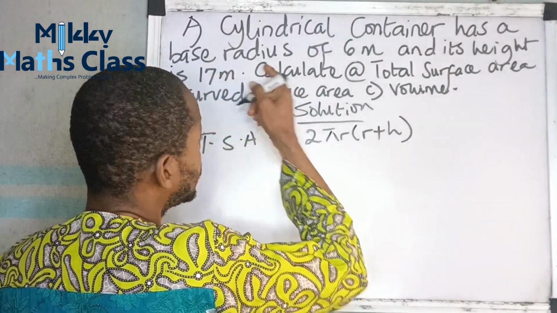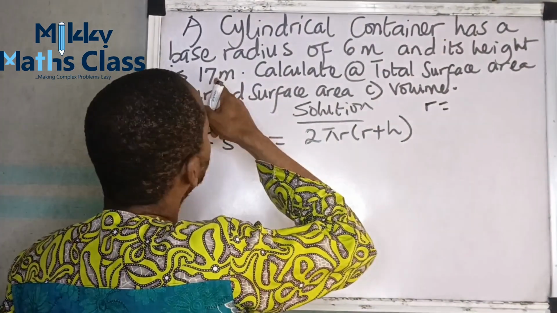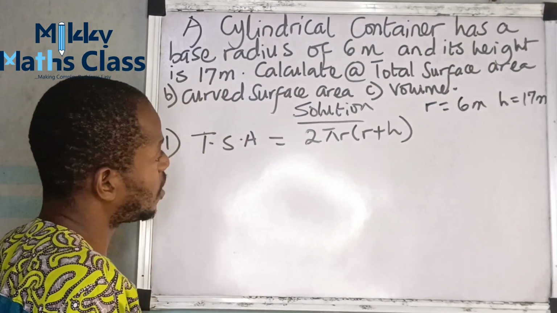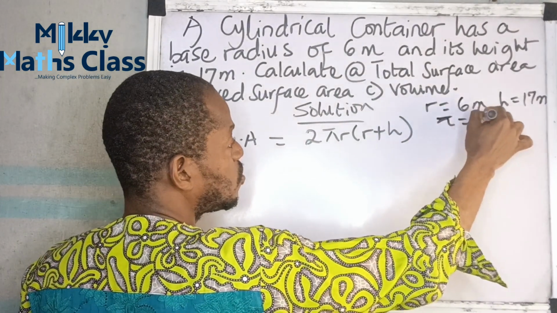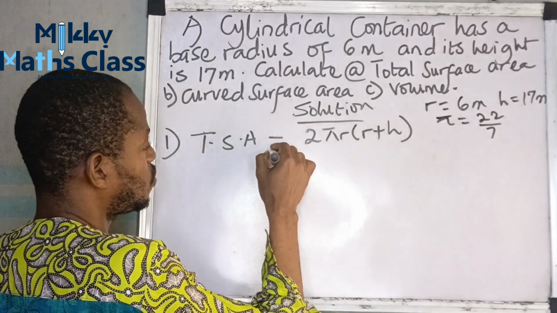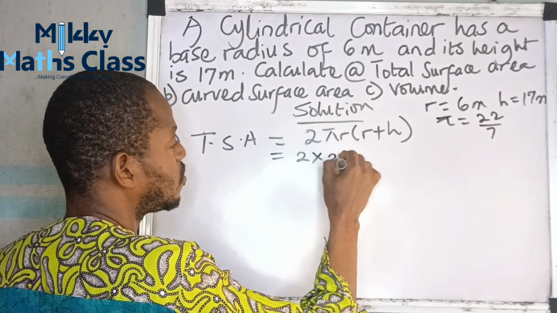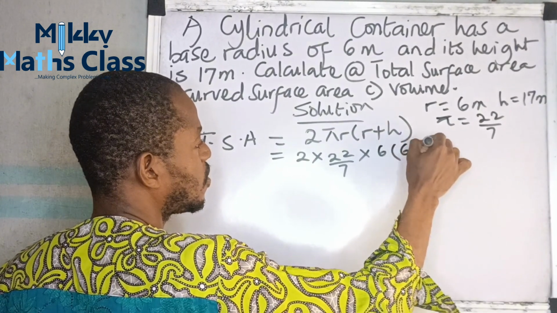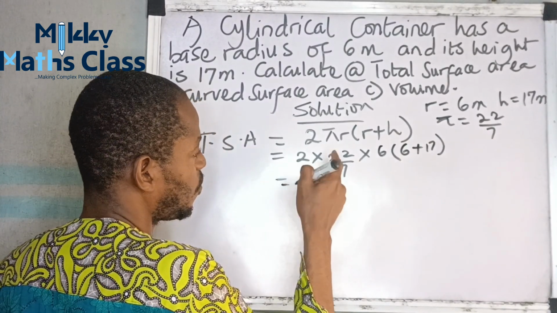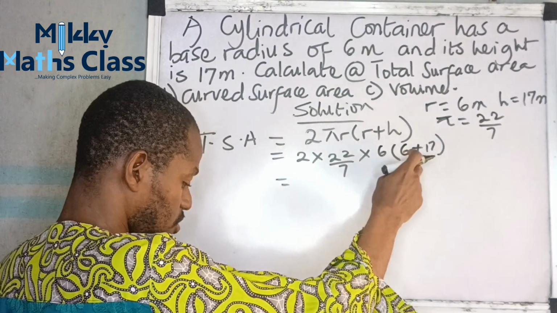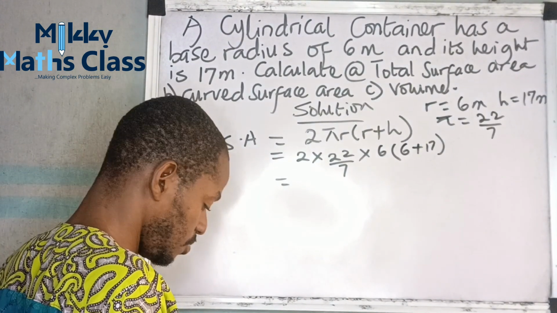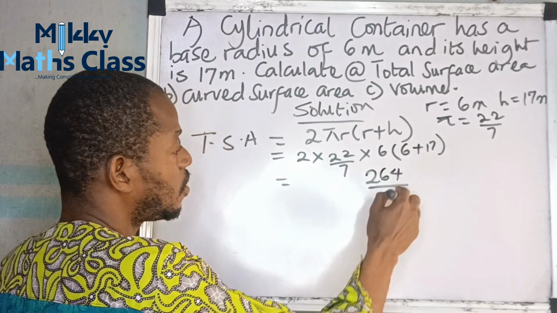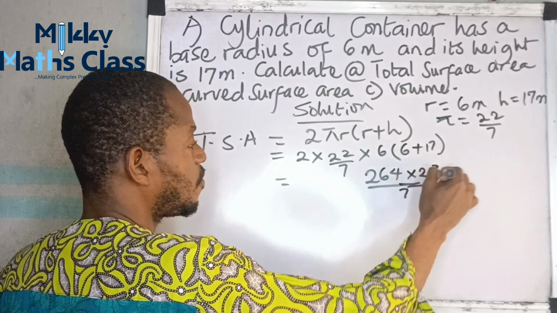So we have our parameters. The radius r is 6 meters. The height is 17 meters. We'll put it down. Then we take our pi to be equal to 22 over 7. Okay, so which is 2 times 22 over 7 times the radius 6 into bracket radius 6 plus 17. So here this is 44 times 6. Let me press my calculator. 23. This will give us 264 over, of course, times 23 over 7.